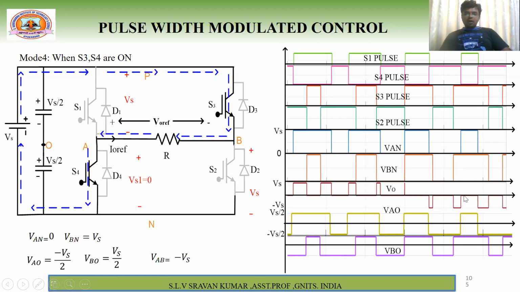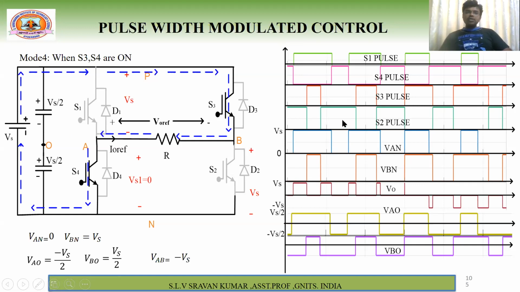Now, what is VA0? VA0 is equal to minus Vs by 2. I have written here minus Vs by 2. Similarly, what is VB0? Plus Vs by 2. Because of opposite legs, one is negative, another one is positive. I have given the pulse cycle here. You may consider anywhere in the waveform. Don't consider only a single place.